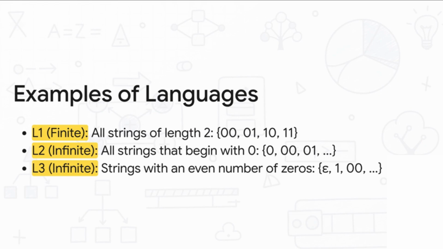Let's look at a few examples to make this real. Language 1, or L1, is a language of all words that are exactly 2 letters long. That's it. It's a small, finite language. But now look at L2 and L3. L2 includes every single string that starts with a 0, and L3 includes every string with an even number of zeros. These two languages are infinite. You could keep coming up with new words for them forever.